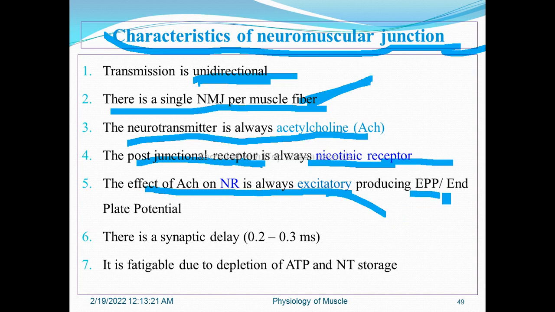The end plate potential has a high safety margin. In general, each nerve impulse that arrives at the neuromuscular junction causes 3 times as much end plate potential as required to stimulate the muscle fiber.